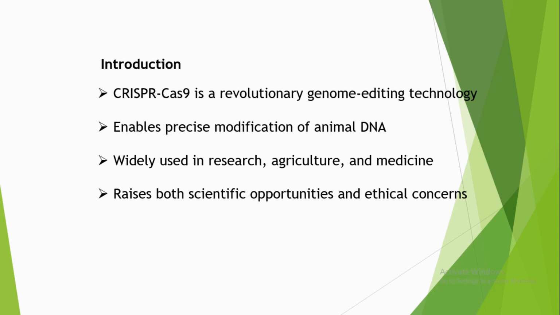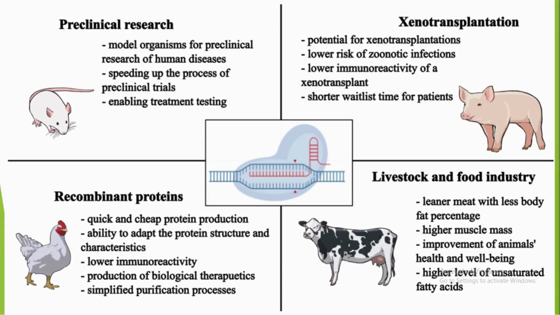So this topic describes that CRISPR-Cas9 is a revolutionary genome editing technology. Basically, it enables the precise modification of animal DNA. It has been widely used in research, agriculture, and medicine, and it raises both scientific opportunities and ethical concerns. This diagram shows four different animals in which CRISPR technology has been applied, on the basis of their model organisms and the process of their traits.